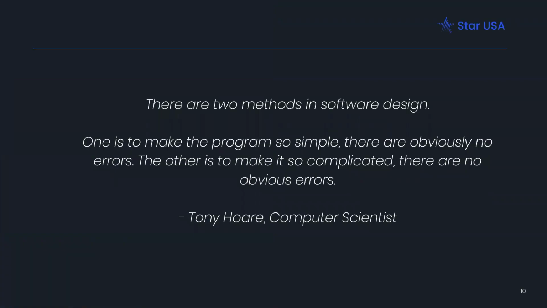So one of the key adages I read recently is from Tony Hoare, who is a computer scientist. He says that there are two methods in software design. One is to make the program so simple there are obviously no errors. The other is to make it so complicated there are no obvious errors. And I find that to be a fairly true representation of software, especially as it gets more and more complex and does more and more things for us. It's very hard to tell where the mistakes are. And that can come back to bite us, particularly in this trade compliance arena when we're dealing with regulatory controls and legal matters.